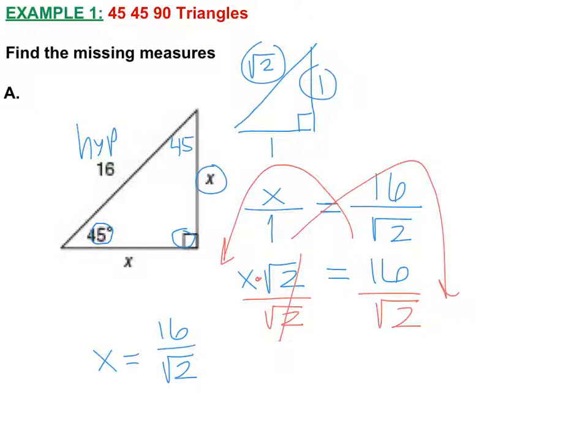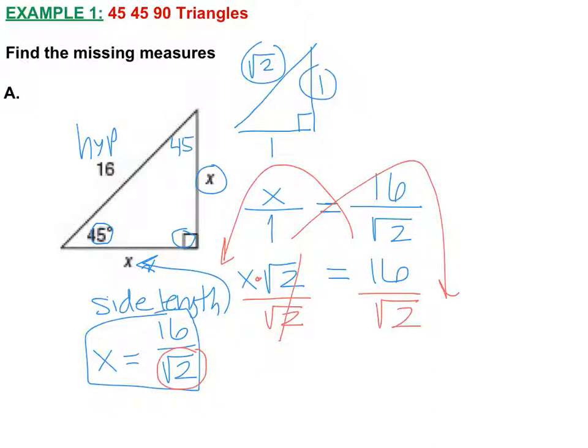However, we don't like that denominator. So I'm just going to put, this is that side length that we were looking for. But we don't like that radical in the denominator. So we have to do something to get rid of this radical in the denominator. And what we do is something called rationalizing the denominator.